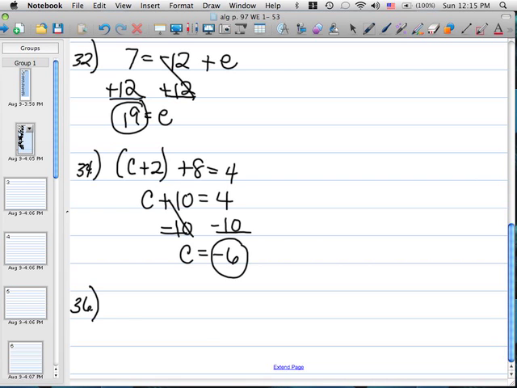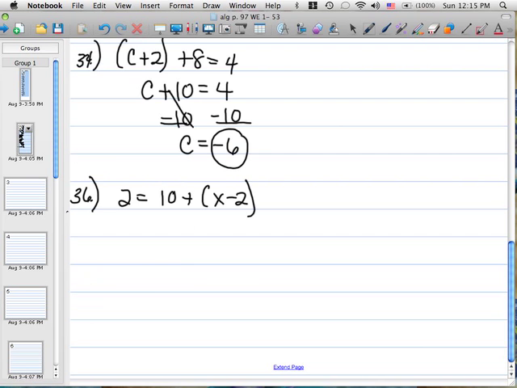36, you have 2 equals 10 plus the quantity x minus 2. I can ignore the parentheses since there's nothing in front except the plus sign. So I need to simplify the right. 10 and a negative 2 make 8 plus x.